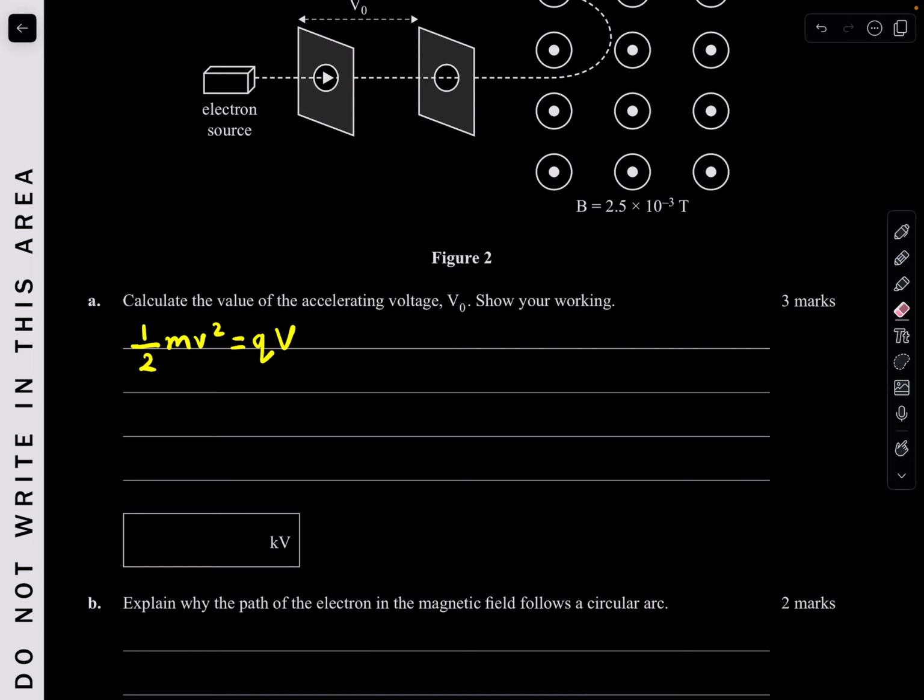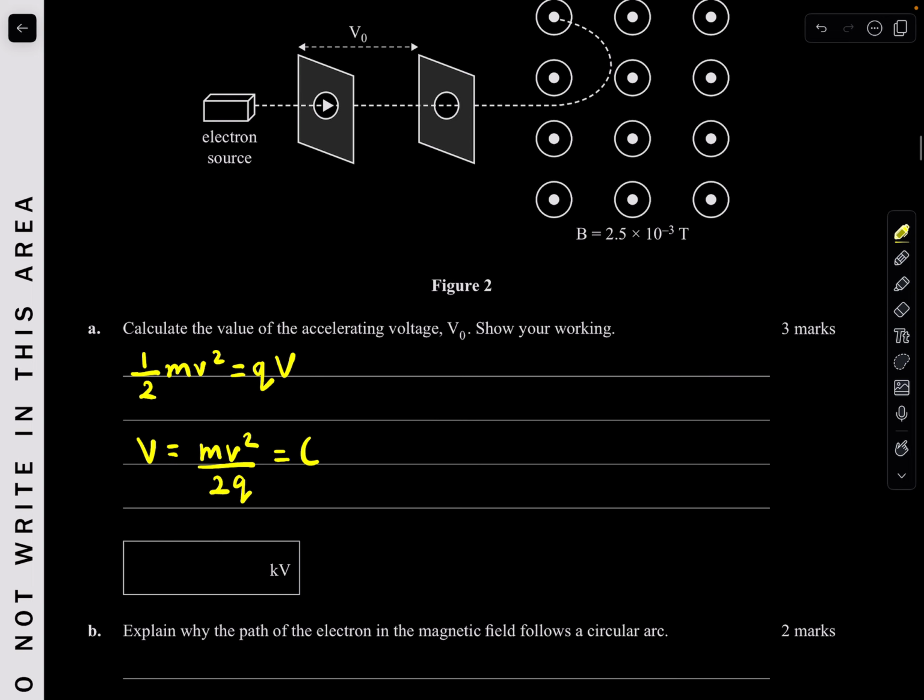So to get voltage, pretty much, divide both sides by Q. So it'll be mv squared over 2Q. Yep, that looks good. And so what is our mass of our electron? The mass of an electron is in your formula sheet, it's pretty much 9.1 times 10 to the power of -31.